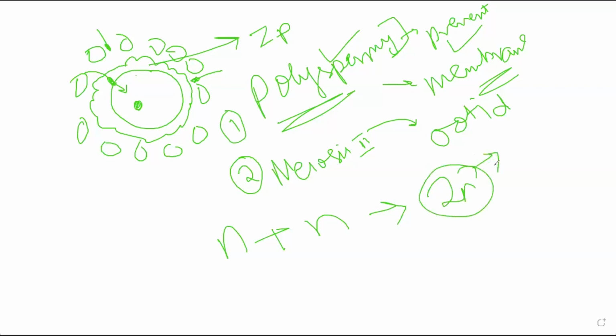That is how you receive the first cell, and that first cell, having a diploid number of chromosomes, will be referred to as the zygote. Okay, this will be known as a zygote. So what is that zygote? You have n plus n, it becomes 2n.